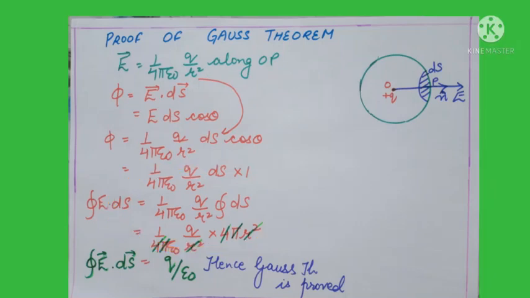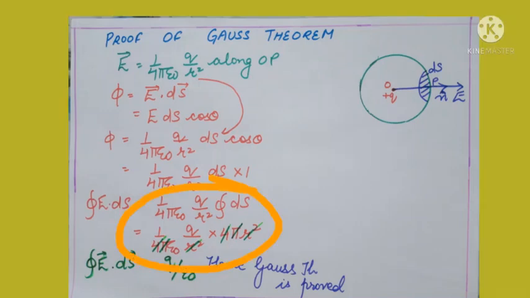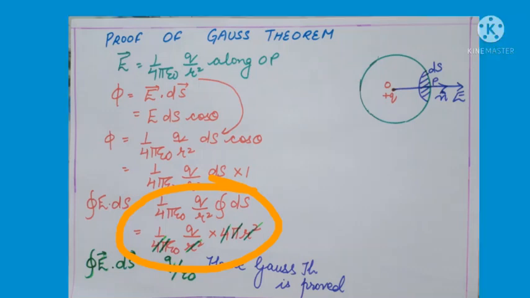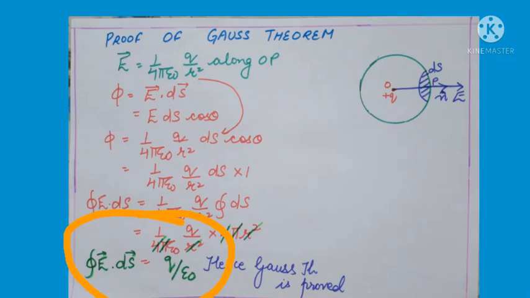As you all know, children, the surface area of a sphere is given by 4 pi r square. So, on inserting the value of closed integral ds, we shall get 1 over 4 pi epsilon naught q over r square into 4 pi r square. On further simplifying, we shall get closed integral E dot ds equal to q over epsilon naught. Children, this is what Gauss theorem states. I hope children you have understood the concept of Gauss theorem. Thank you children.